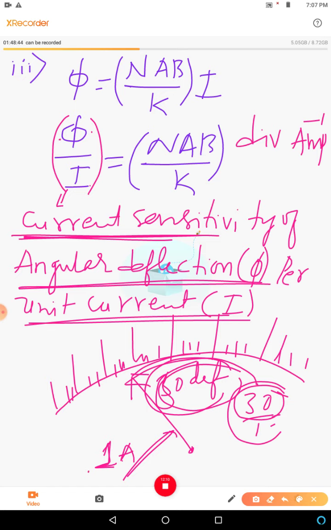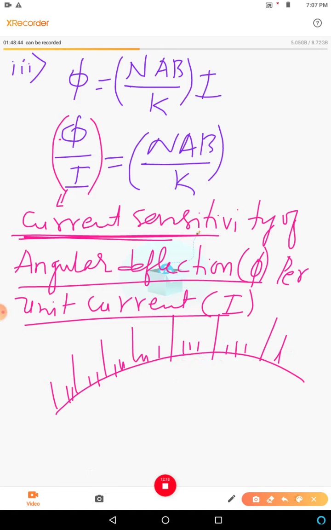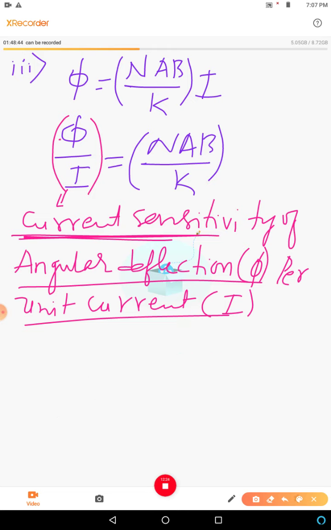We can also define voltage sensitivity. So phi by I is called current sensitivity. Similarly, phi by V, that is, deflection per unit voltage, is called voltage sensitivity.